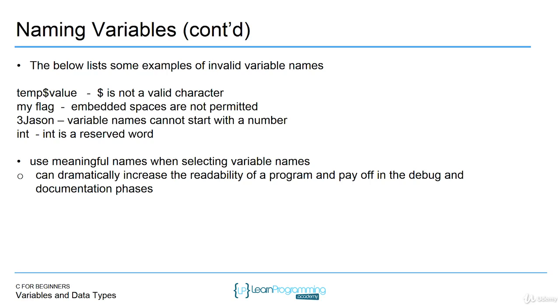I mentioned earlier that when you do create variable names, you want to make sure they're meaningful. We talked about comments already and the importance of comments for self-documentation and understanding the code. Meaningful names are the exact same thing. If you have meaningful names in your code, it can increase the readability of the program. It's much easier to follow, and it also helps in the debugging and documentation process. So use meaningful names, and we'll be doing that throughout all the examples that we go through.